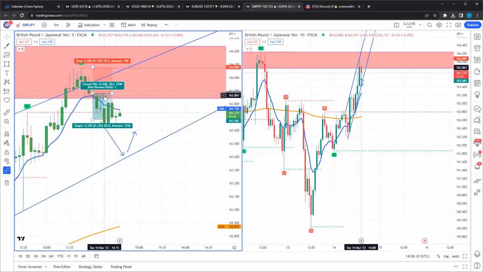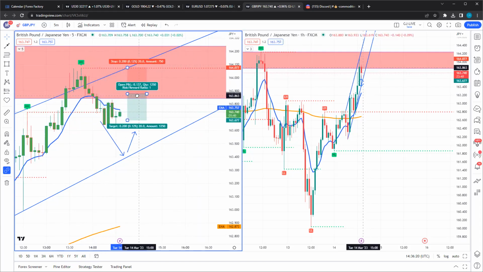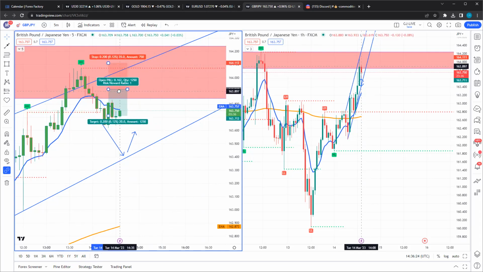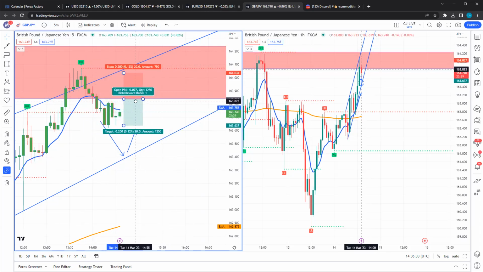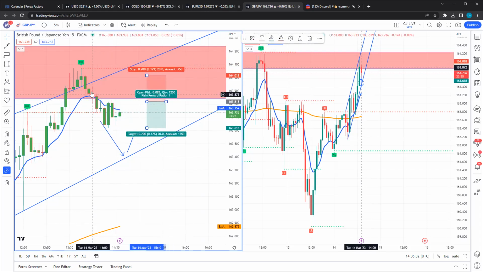The next entry, so remember our entries: either a break of structure and retest of structure, retest of the trend line, or break and retest of the 9 EMA, right? I see another entry here. When was the first time price closed below the 9 EMA?